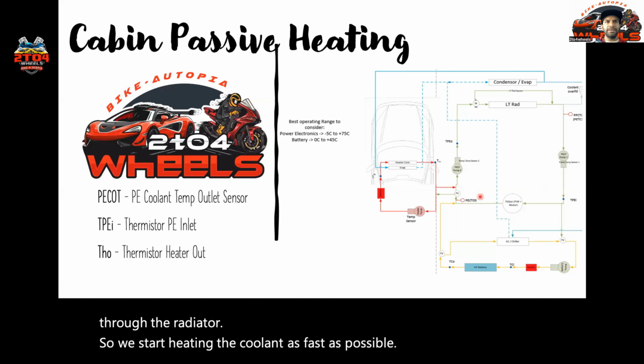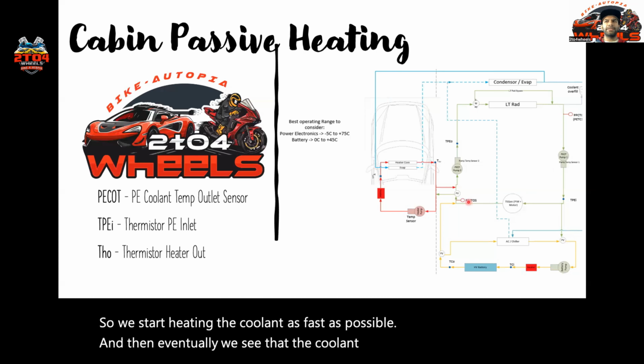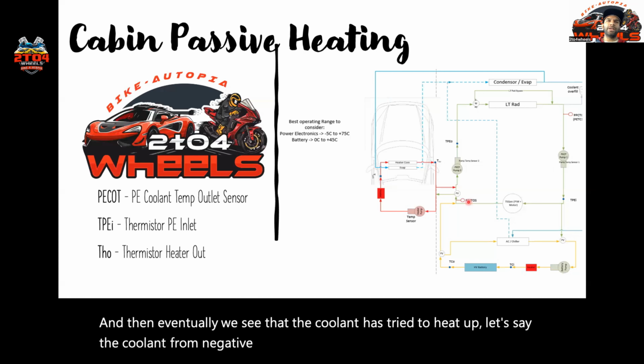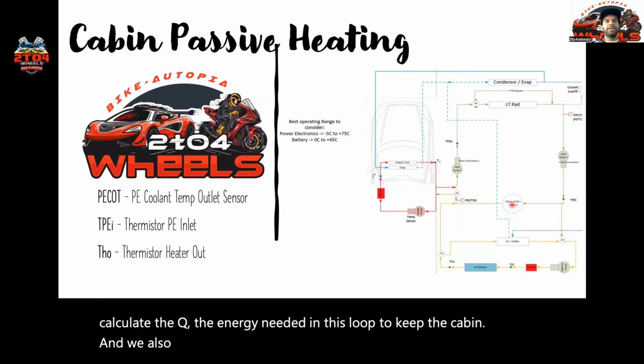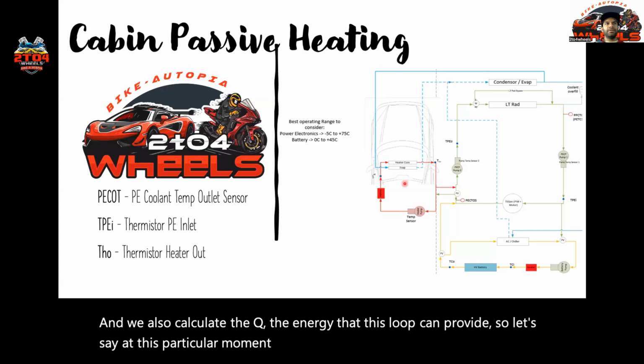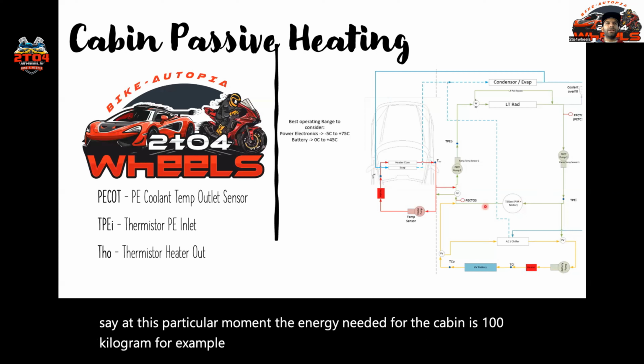And then eventually we see that the coolant has started to heat up. Let's say the coolant went from negative 10 to plus 10. At that particular point, we calculate the Q, the energy needed in this loop to heat the cabin, and we also calculate the Q, the energy that this loop can provide. So let's say at this particular moment, the energy needed for the cabin is 100 kilojoules, for example, and this loop can only provide 50 kilojoules, in very layman terms.